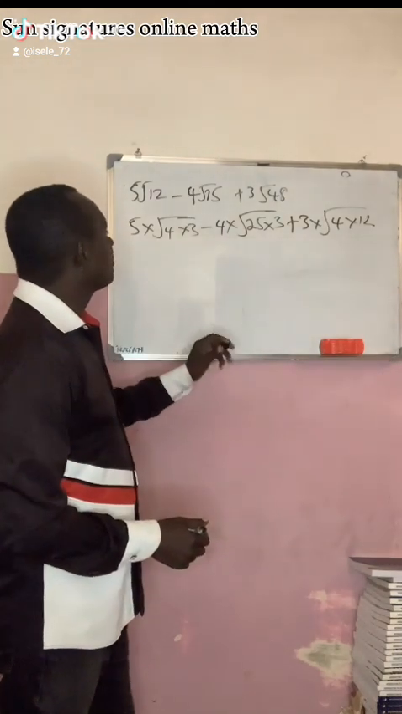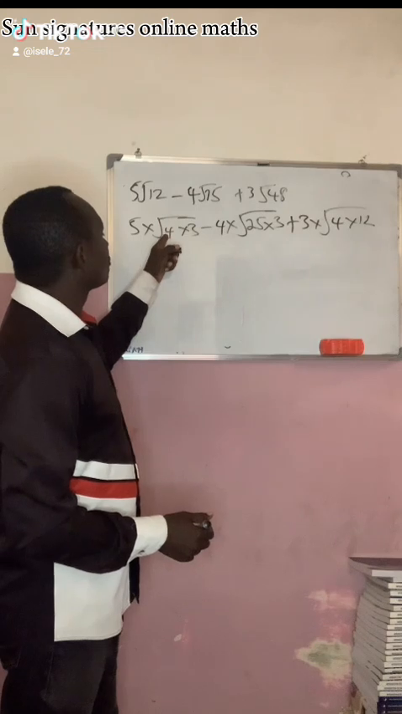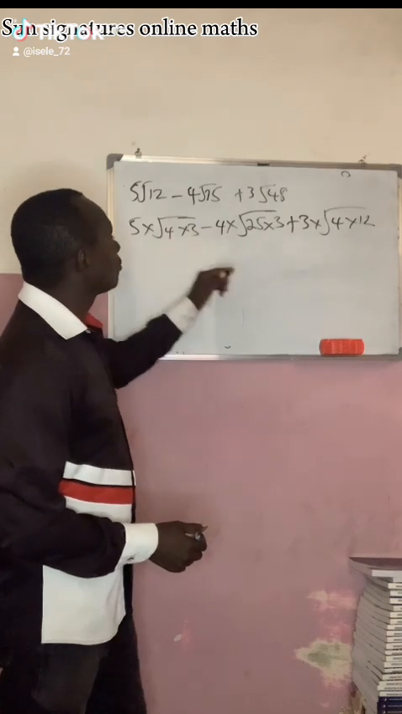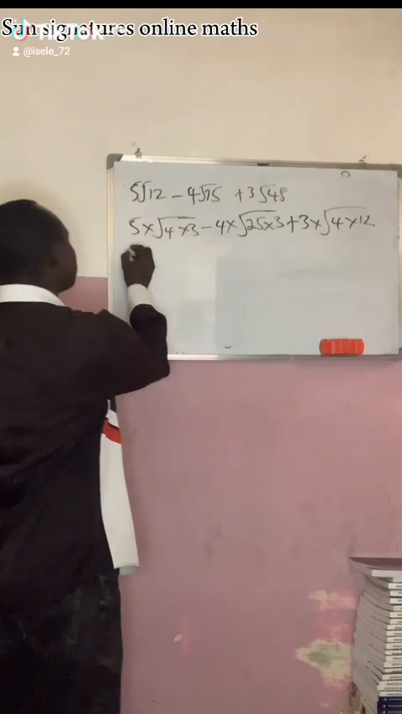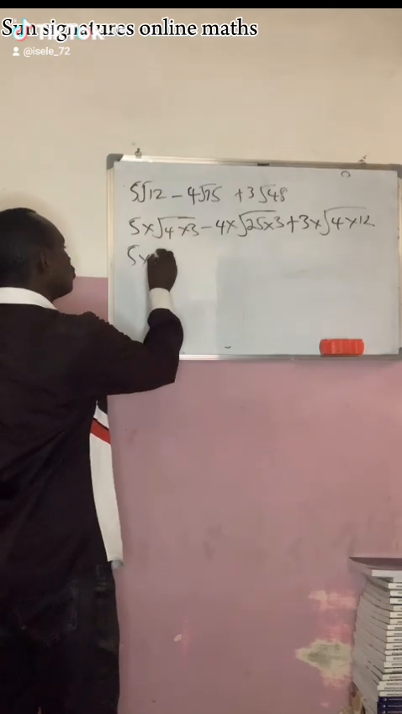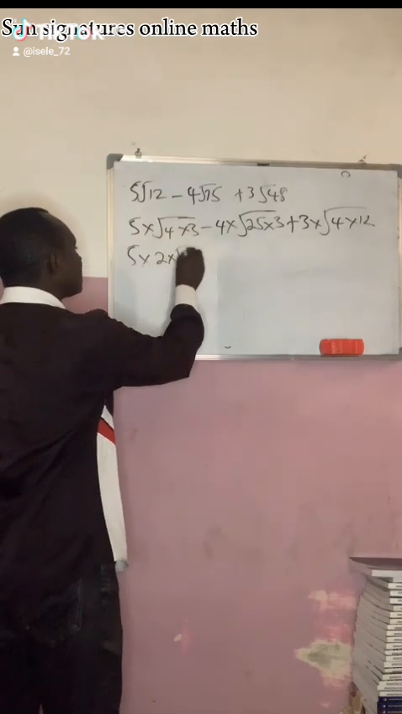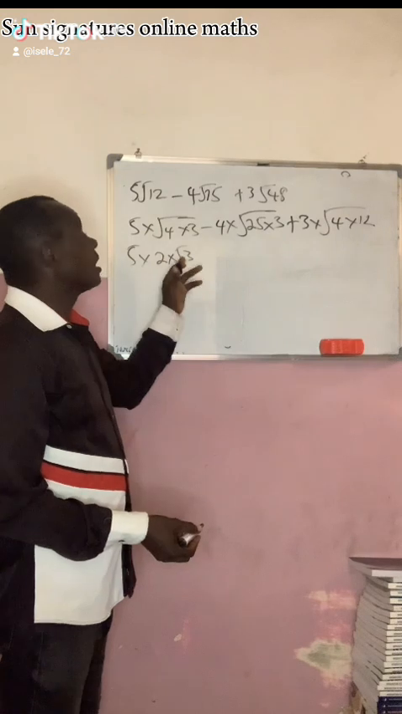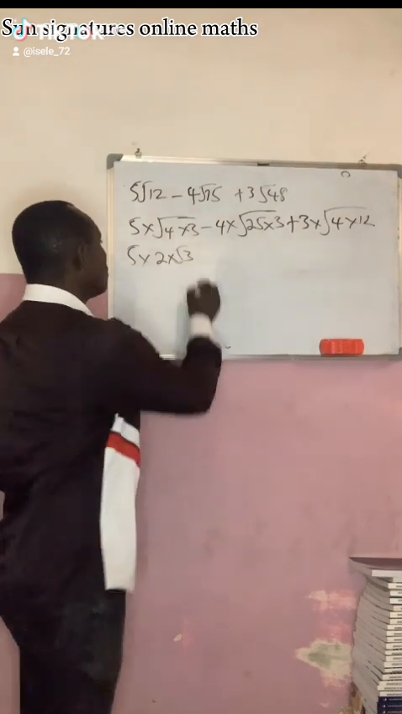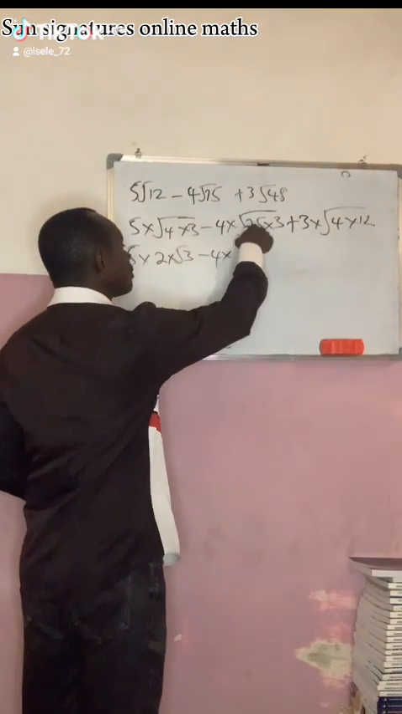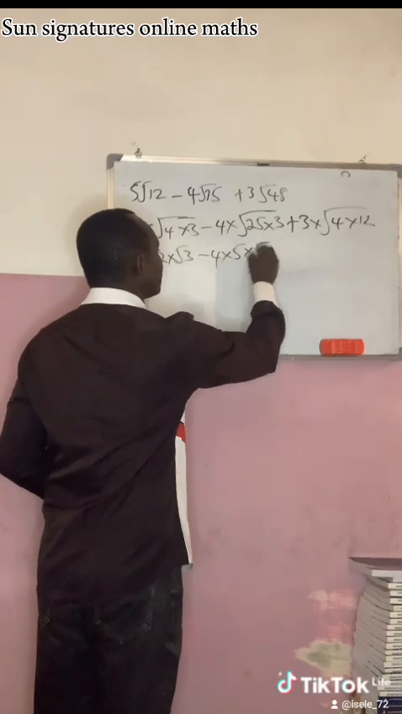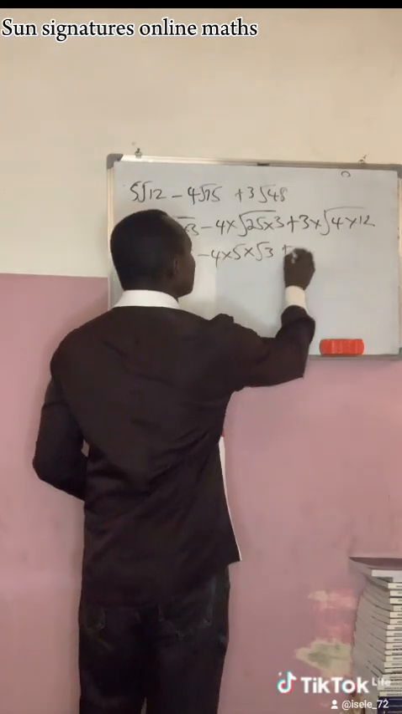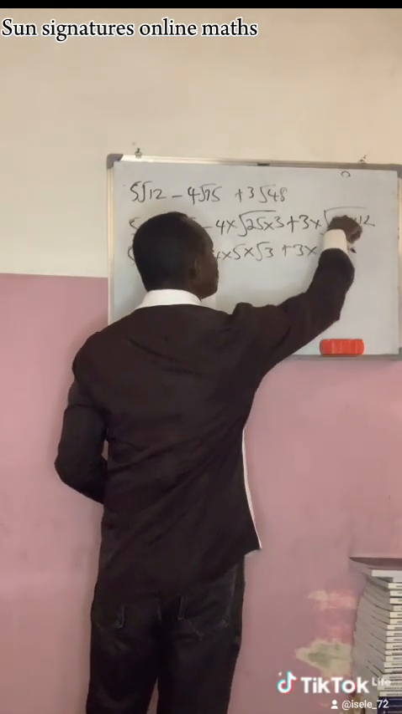You can see that there is a square root of 4, the square root of 25, and we have a square root of 4. Now, we can write it as 5 times 2 times the square root of 3, because 3 has no square root, so we keep the square root. Minus 4 times the square root of 25 is what? 5 times the square root of 3. Plus 3 times the square root of 4 is what?